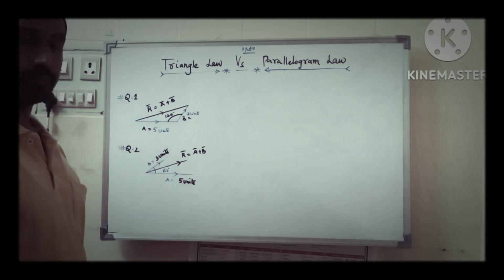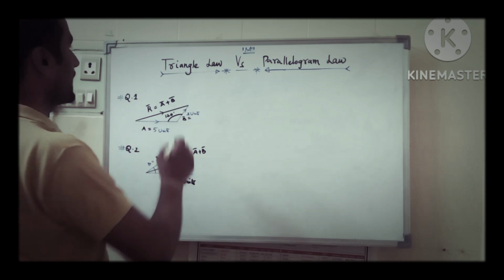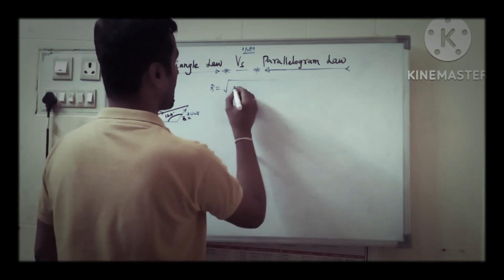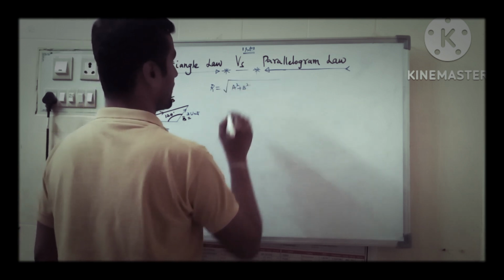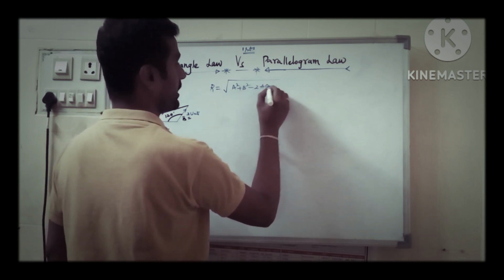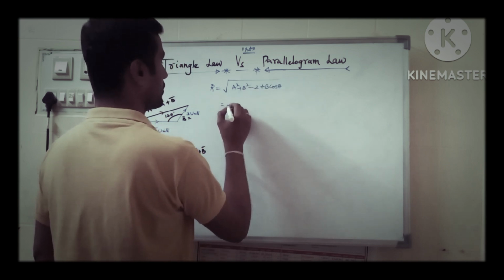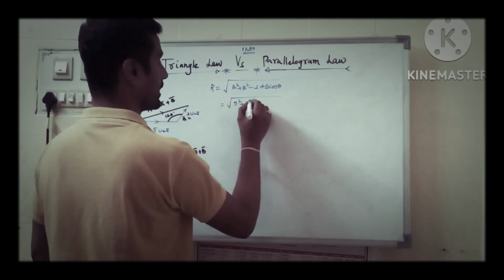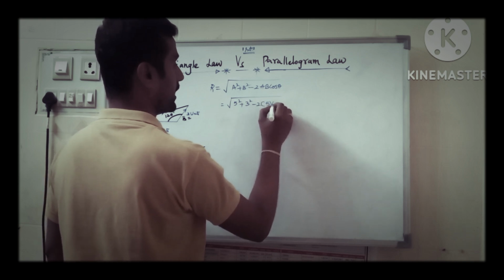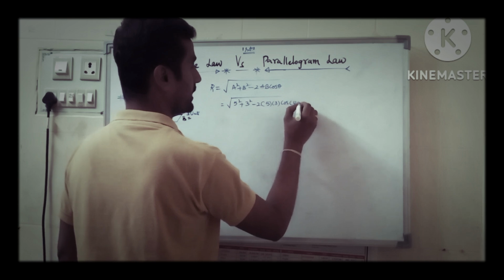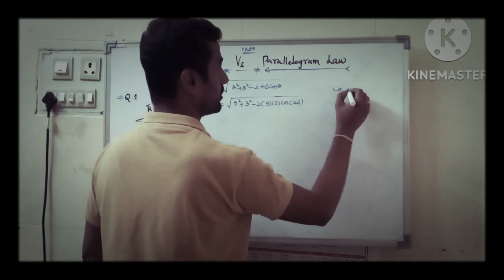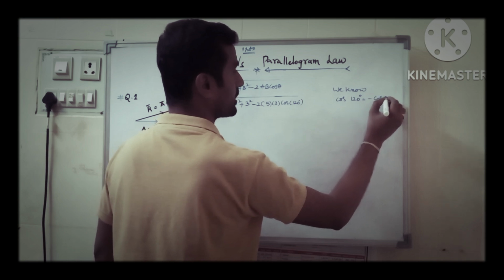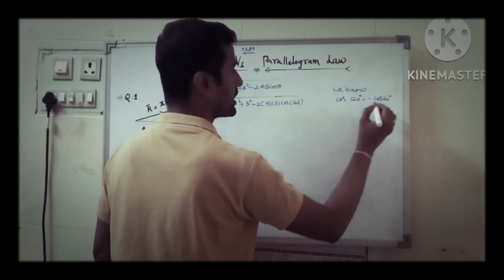Let us consider the first question. In the first question, the resultant can be calculated using triangle law by using the formula r is equal to square root of a square plus b square minus 2ab cos theta, that is equal to square root of a square means 5 square, b square means 3 square minus 2ab cos 120 degrees. We know cos 120 degrees is equal to minus cos 60 degrees, that is equal to minus 1 by 2.